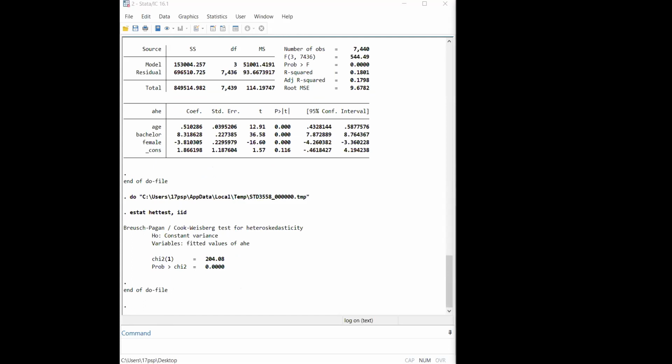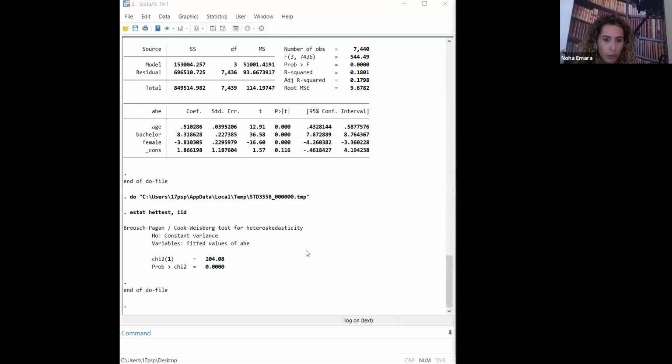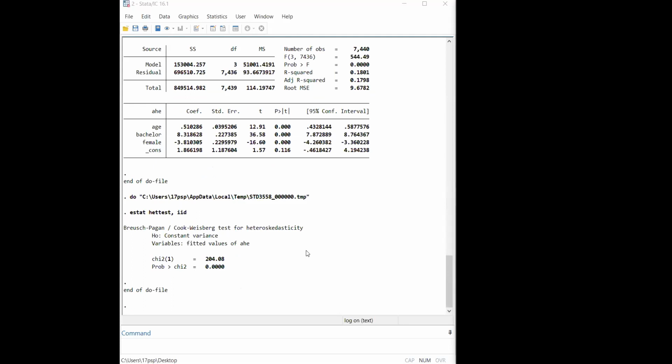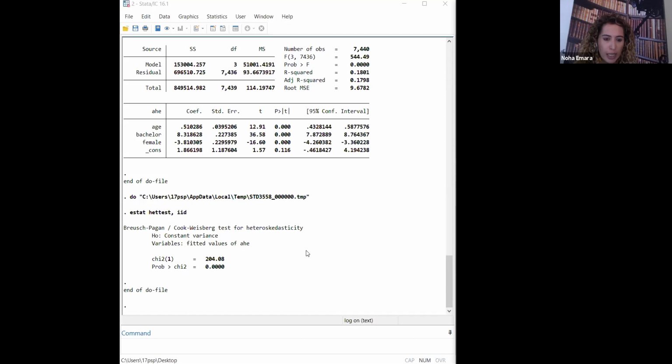So first I regressed the AHE on age, mature and female, and then I did the estat test. I think it's heteroskedasticity because at 5% it's below 0.05. Perfect. Yes. So as we can see, it's saying 0% probability, which is less than the 5%. And this means that there is a very small probability of constant variance, meaning that there is a small probability of homoskedasticity.